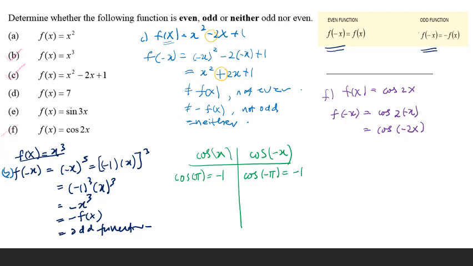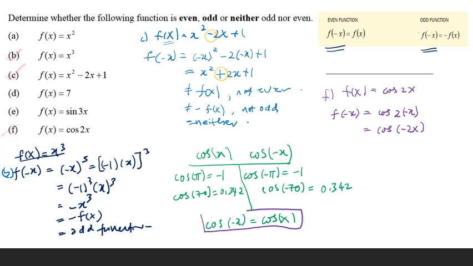How about if we try another example, cos 70. I try with a random value. Cos 70 will get 0.342. How about if we try cos negative 70? We will also get 0.342. If you try for any value, we will find out that cos negative x is actually equal to cos x. So we get this formula not because we bring the negative out or simplify it, but because for any value, cos minus x is always equal to cos x.